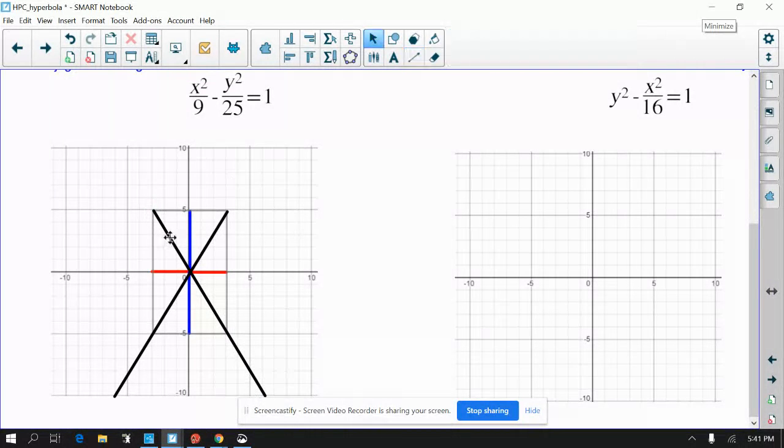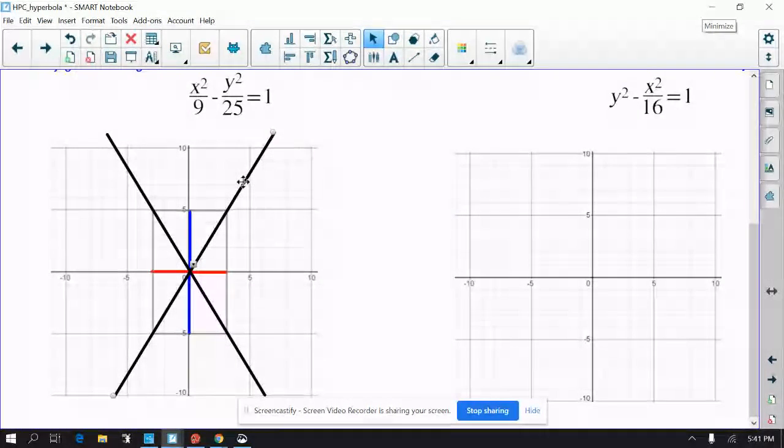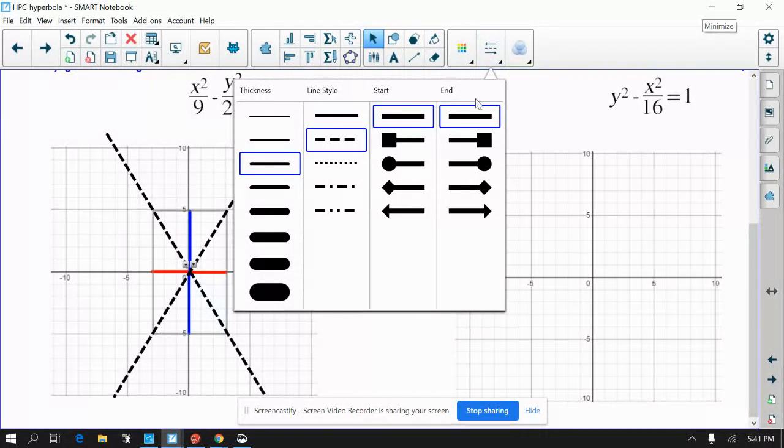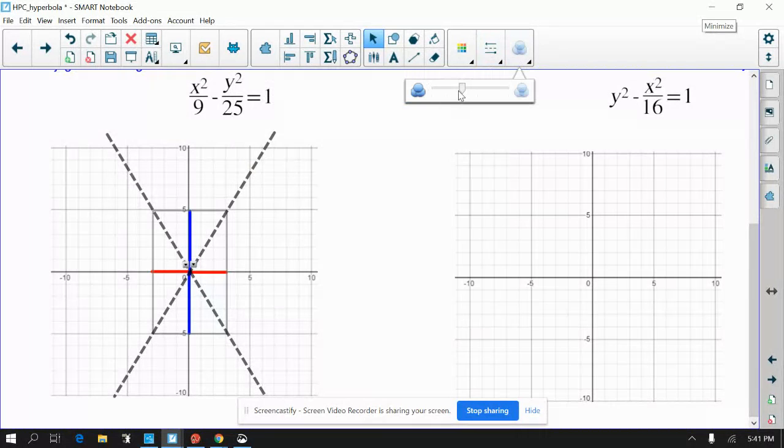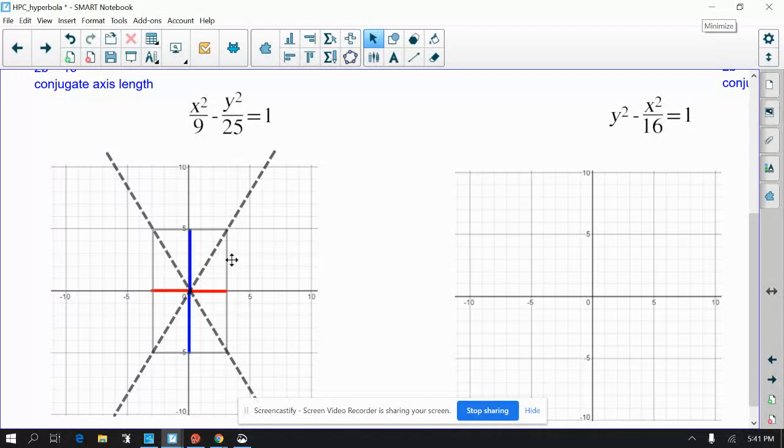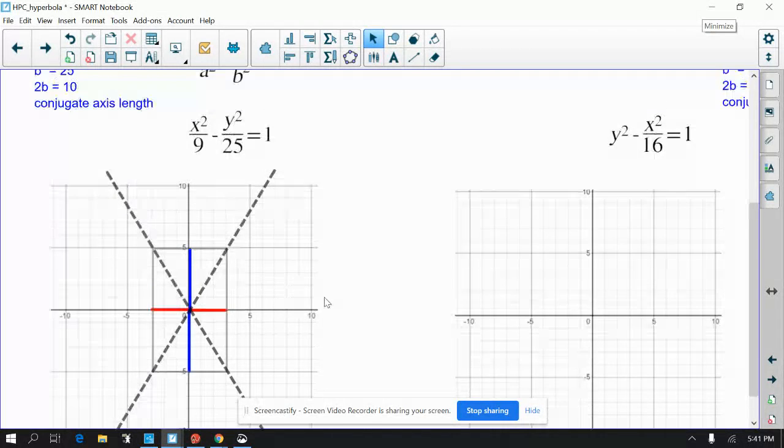And then I'm going to extend these. So these are the asymptotes. And part of your homework and part of your test will be to find the equations of these two lines. I am going to spend some time making these lighter, and we'll dash them, because with hyperbolas, asymptotes are usually dashed. So this is the structure. You're going to draw your hyperbola on top of all these ghost lines.